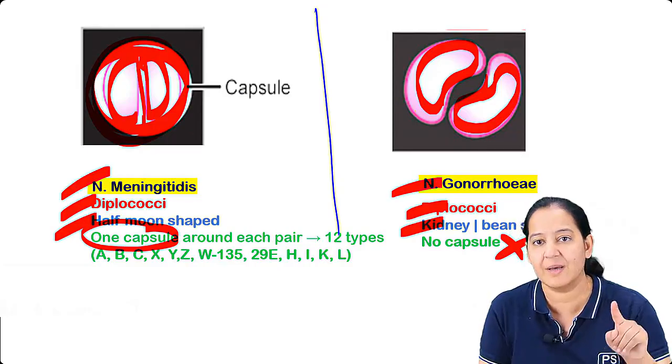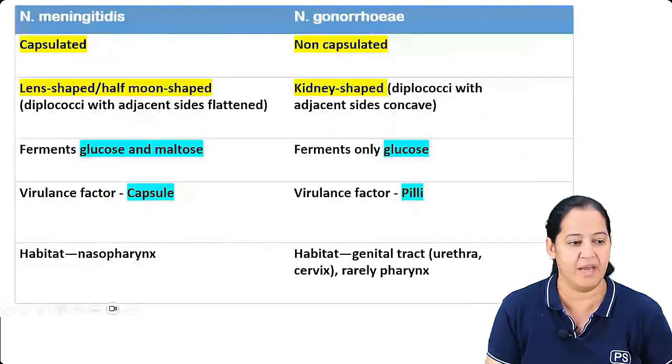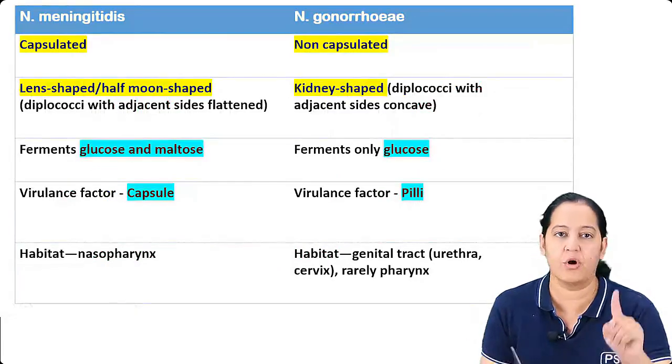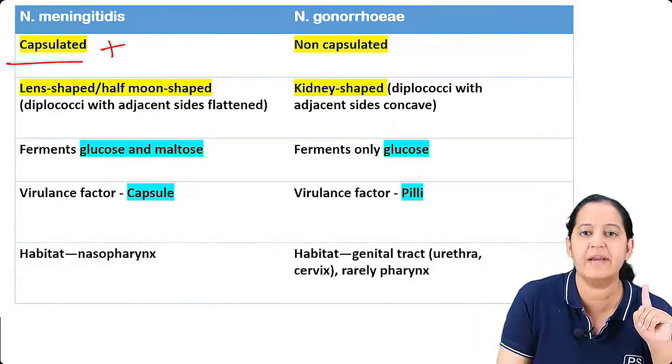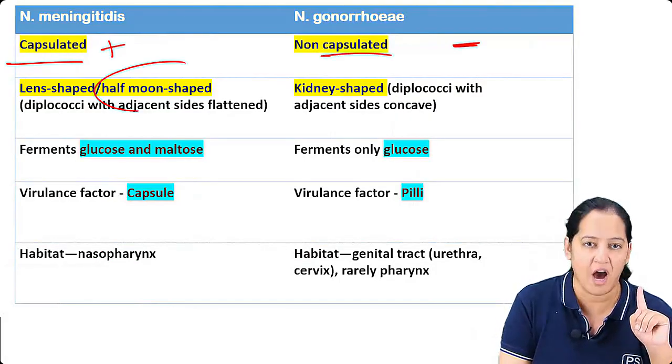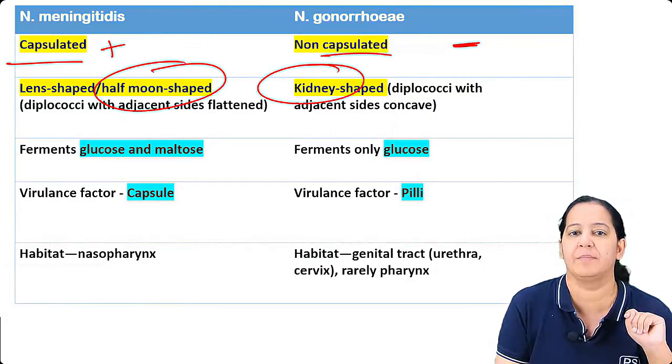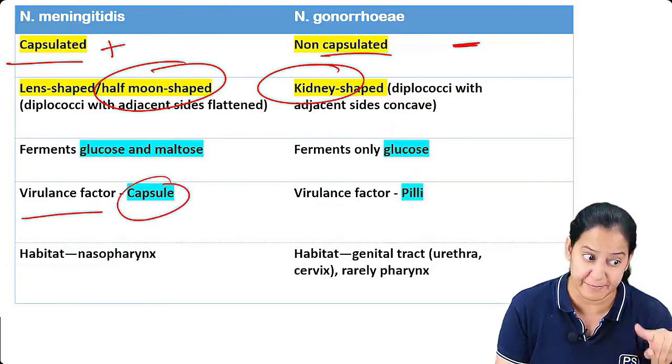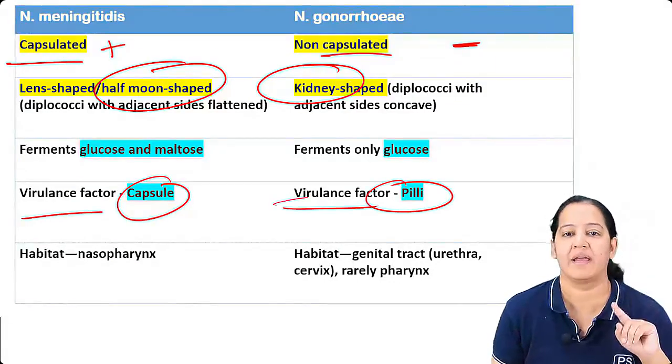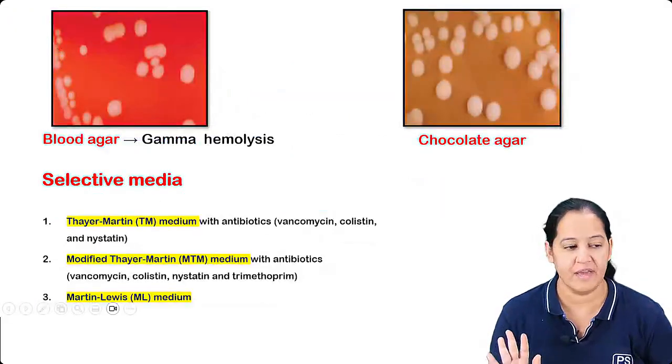Here if you say something, we have pili. We have pili. You got this. So many differences you got it till now. Say capsule present, say capsule absent. Say half moon shaped, say kidney shaped. है ना? Here virulence factor is capsule, here virulence factor is pili. इतना तो समझ में आ गया? Everyone got it, है ना?